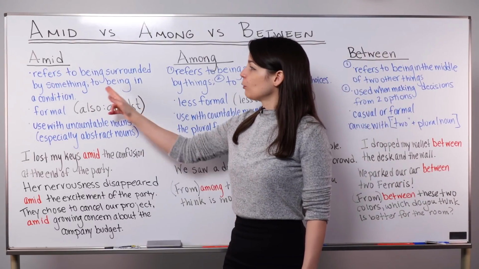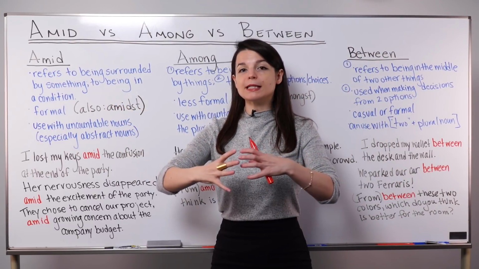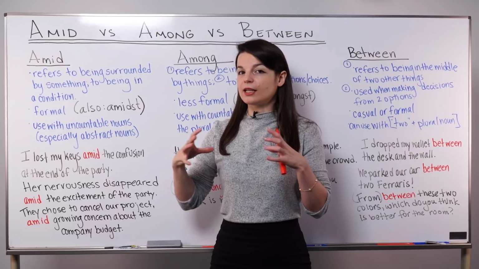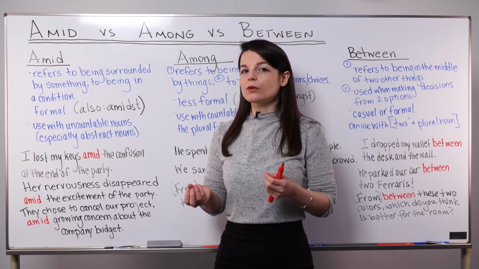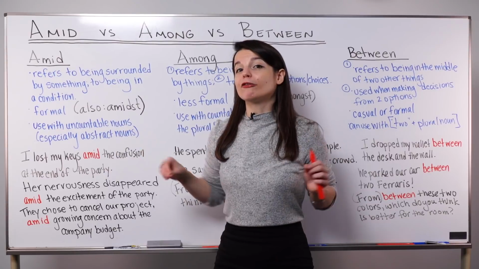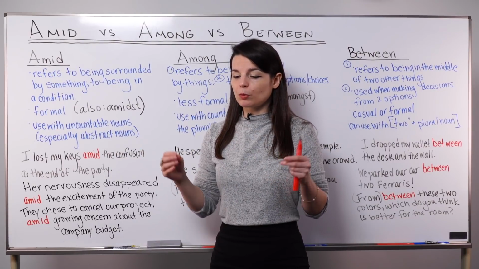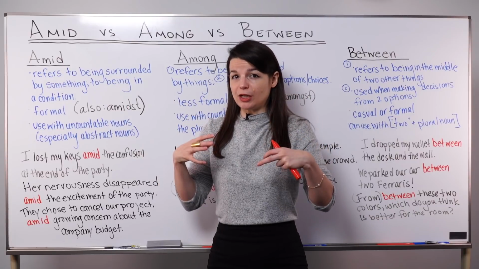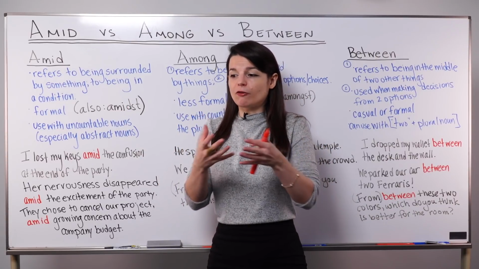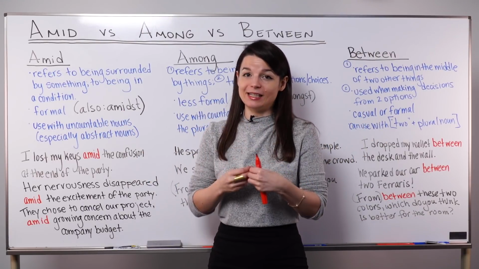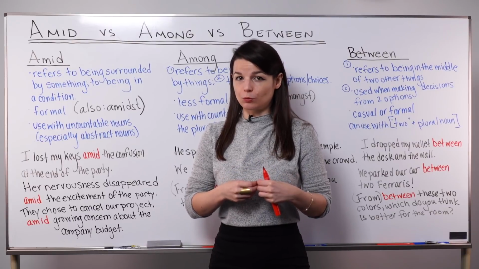All right, I want to begin this lesson by talking about the word amid. So amid refers to being surrounded by something, and it refers to being in a condition. So when we use the word amid, it's not like we're talking about many different objects, but rather we're talking about being in a condition or being in a situation. So you can imagine yourself surrounded by a condition or being inside a condition. That's when we use this word.